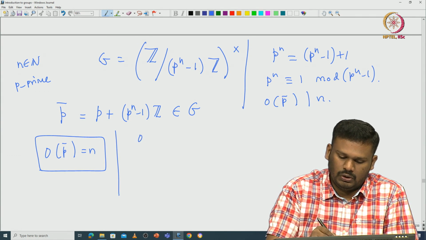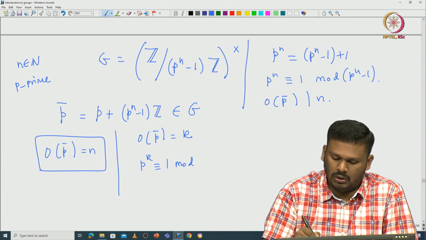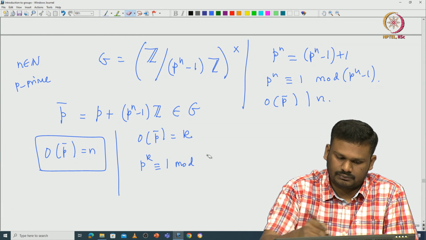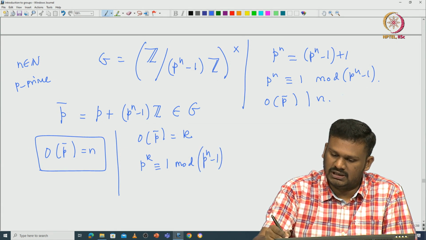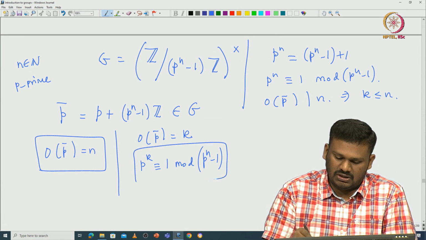Now suppose we denote the order of p bar as k. Then p power k must be congruent to 1 modulo p power n minus 1. So this already tells us that k is less than or equal to n. Okay, now we have such an equation.